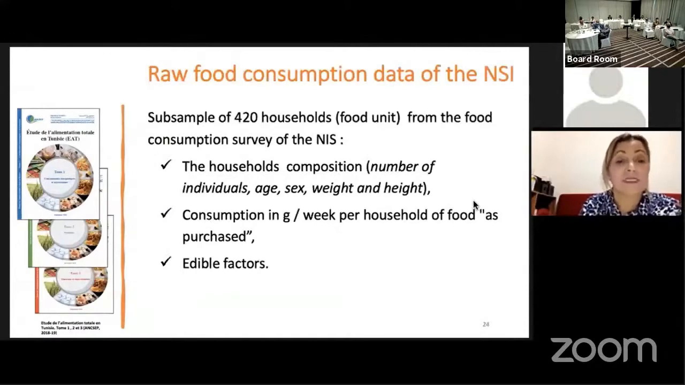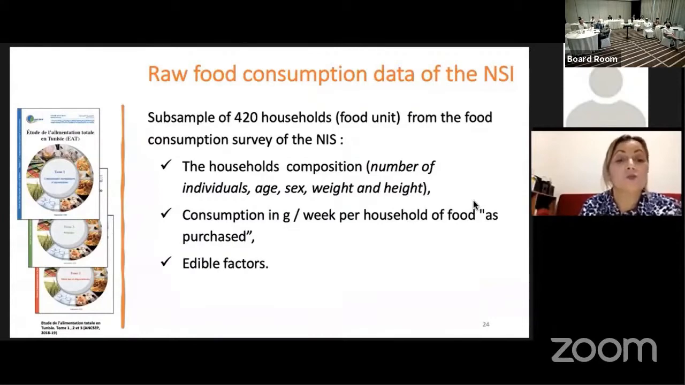The National Institute of Statistics gave to the TDS team raw data of its consumption survey. The disadvantage of this survey was that the data were at household level, so we asked to have the household composition, the number of individuals, their age, their sex, their weight, and their height in order to convert the household to an adult male equivalent.